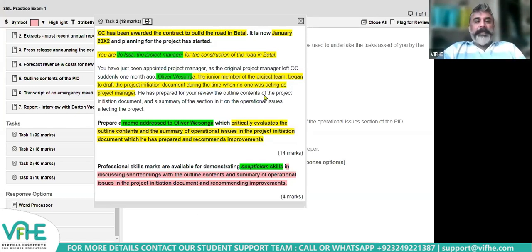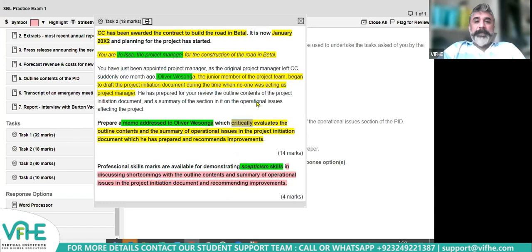That's number one. And secondly, it says critically evaluate. Critically means criticize, negative. So, identifying the issues, the errors. So that's it. Do not mix pros and cons, because pros and cons belong to professional skill. It has to be in that paragraph, not here. All right. Okay.